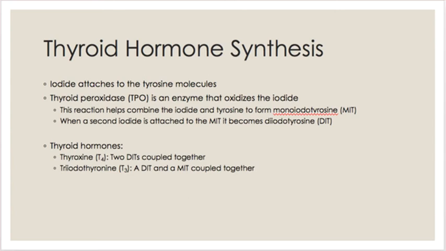Whereas triiodothyronine, or T3, is an MIT and a DIT coupled together. So 2 plus 1 is 3. If you look at what is in the circulation, right, it is T3 and T4. That is all that's released into blood circulation. 90% of that being T4 and the remaining 10% being T3.